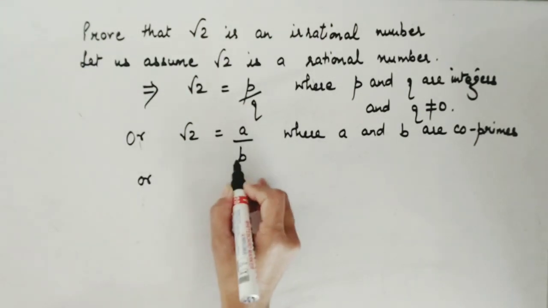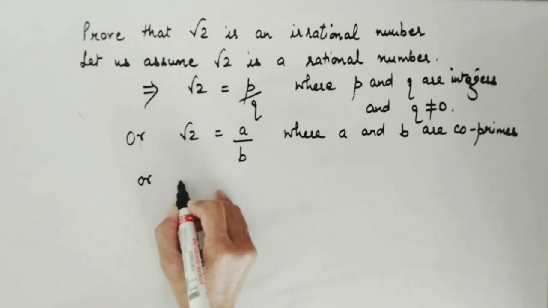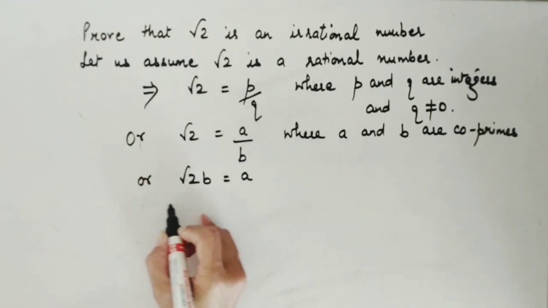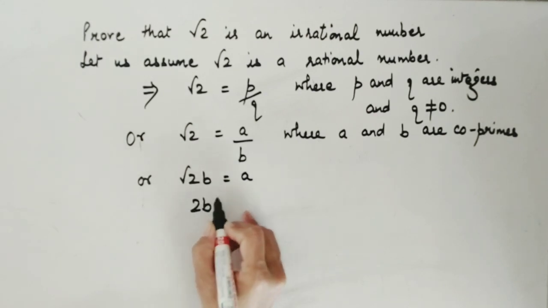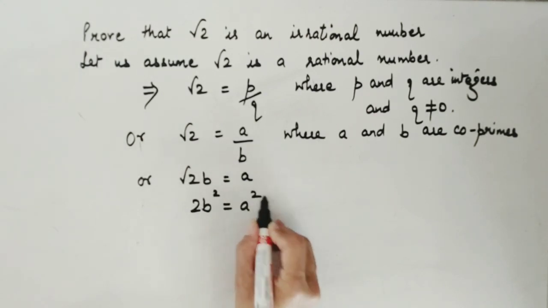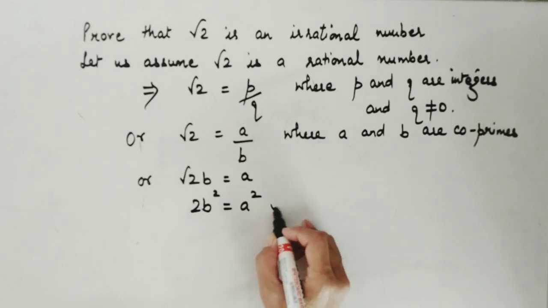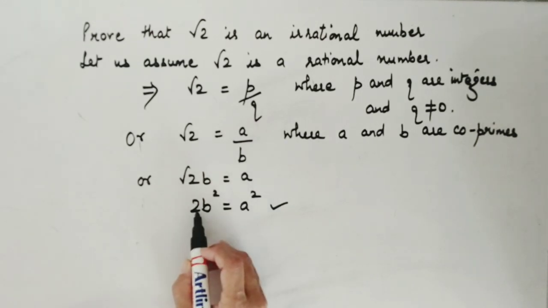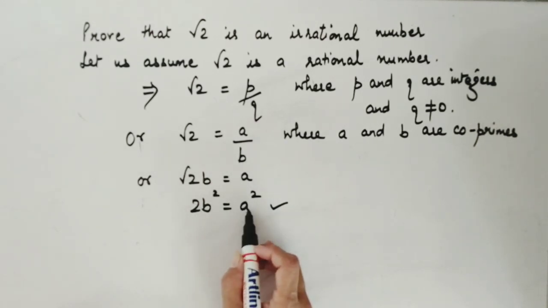Or if I take this to the other end, this is root 2 into b equals to a. If I square both sides, it's 2b square equals to a square. Now this is actually your theorem 1.3, which says if 2 divides a square, then 2 would divide a as well.